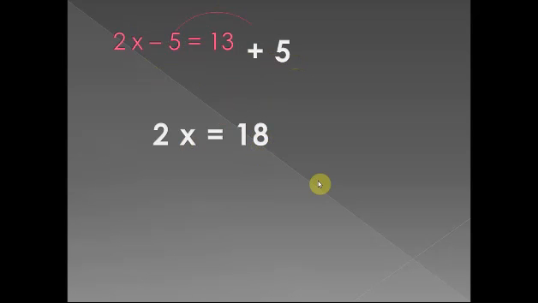I still have a problem, x is not by itself. So we remember that if x is multiplied by a number, I'll divide. So I should divide this side, and I will divide the other side as well. 2 divided by 2 equals 1, x. 18 divided by 2 equals 9, so now x equals 9.